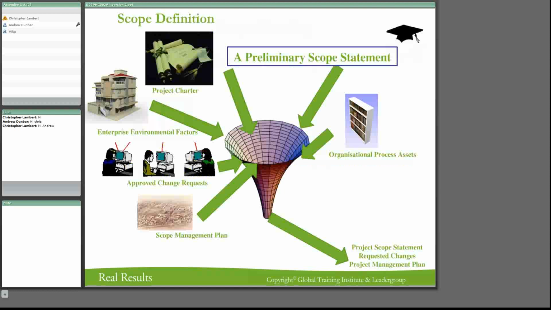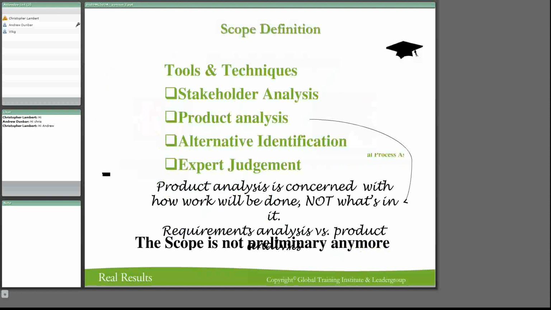So there we see, that's a nice loop, because what we see is the input is the scope management plan, and the project management plan is actually the output. So there's a control there, and in the scope definition we will see that that's a good thing. So we're getting feedback, which is good for any system. So let's go on to that one.